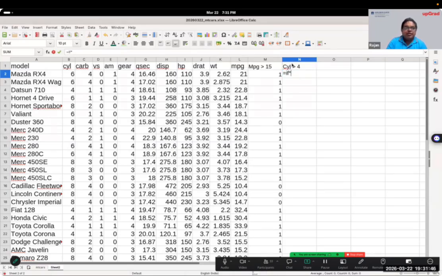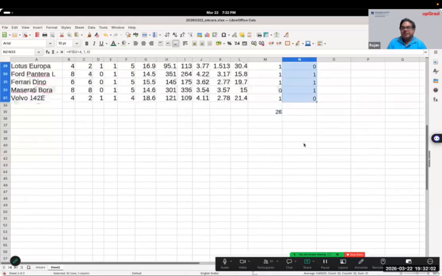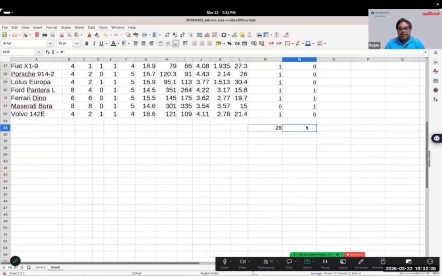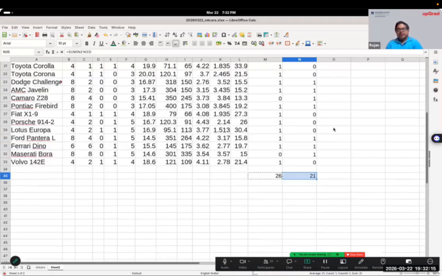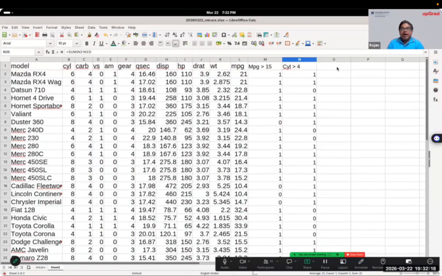So if cyl is greater than 4, it is 1, otherwise 0. So let us take a look at it. So here it is. Again, I'm going to do the same thing. Count the number of cars that have cylinders greater than 4. Now, what I have to do is calculate, among the cars with MPG greater than 15, how many have cyl greater than 4?